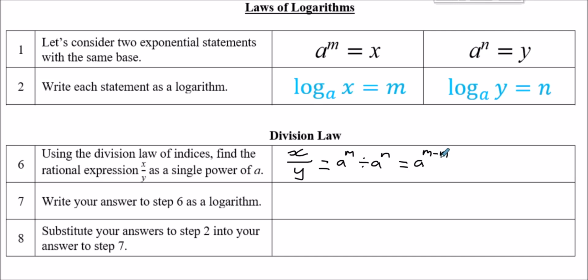And step 7, we now need to write this as a logarithm. And so first of all, if I just write down from step 6, we now have a to the power m minus n equals x over y. I'm going to link this back now to step 1 from above. And so the power, I'm just going to highlight in this yellow. And what this is, I'm going to highlight in green. And so obviously we don't have m, we have a different power. Instead of having it as x, we have a different expression. We've got x over y.